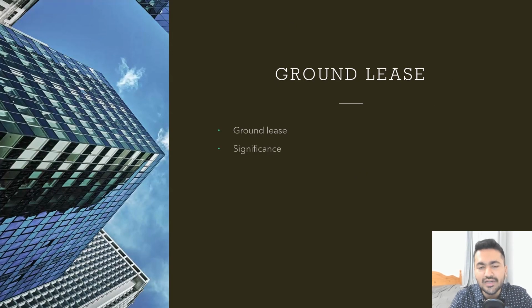So next is ground lease. A ground lease is kind of like borrowing a piece of land to build something on it. It's a special type of lease where you just rent the land itself and you build whatever on top of it. However, a key point here is the landowner keeps the ownership of the land while you use it. So how does it work?